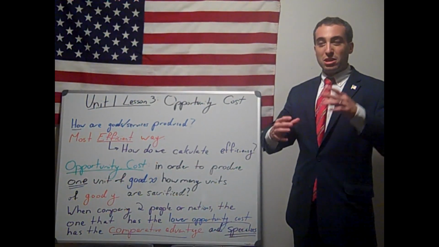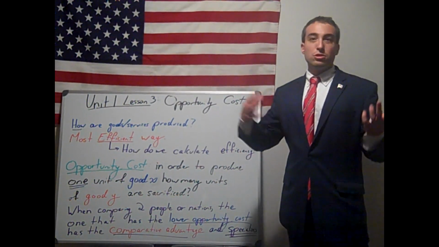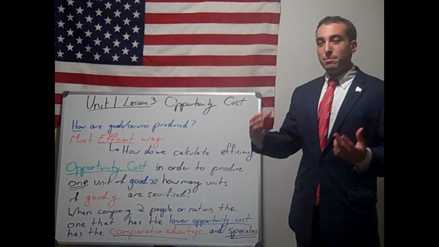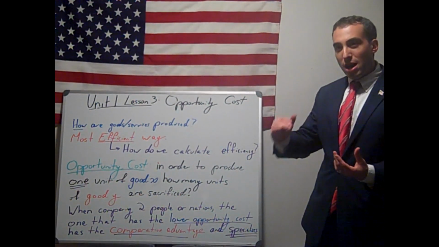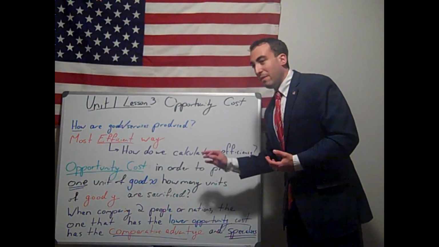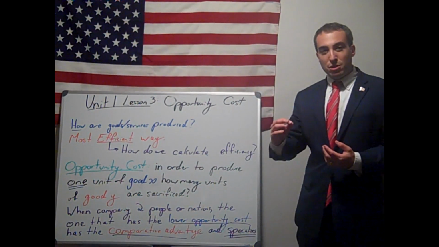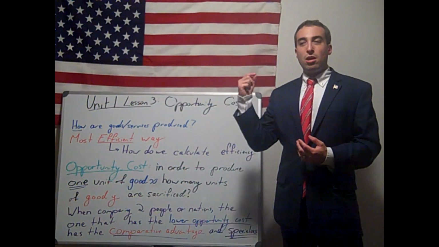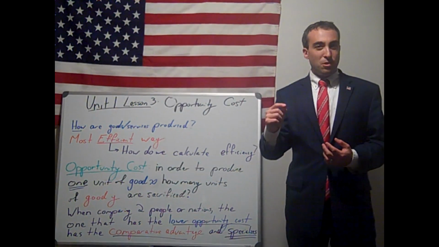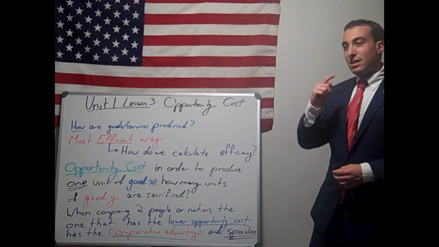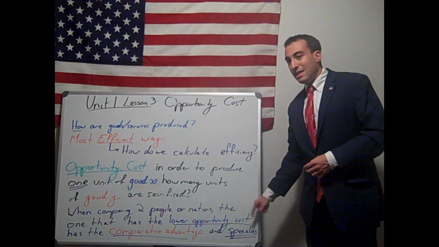We are then going to compare two people or two nations, compare their opportunity cost, and the person or nation with the lower opportunity cost will be said to have the comparative advantage, which means that that person or that nation sacrifices less when they are producing and is therefore more quantifiably efficient and should therefore then specialize in that task.